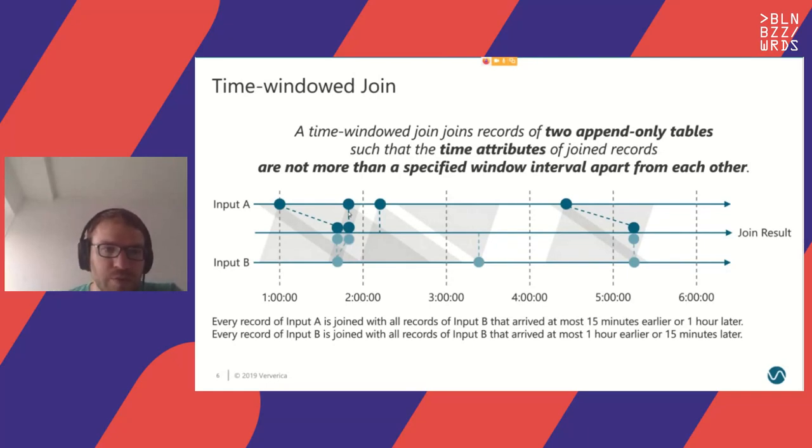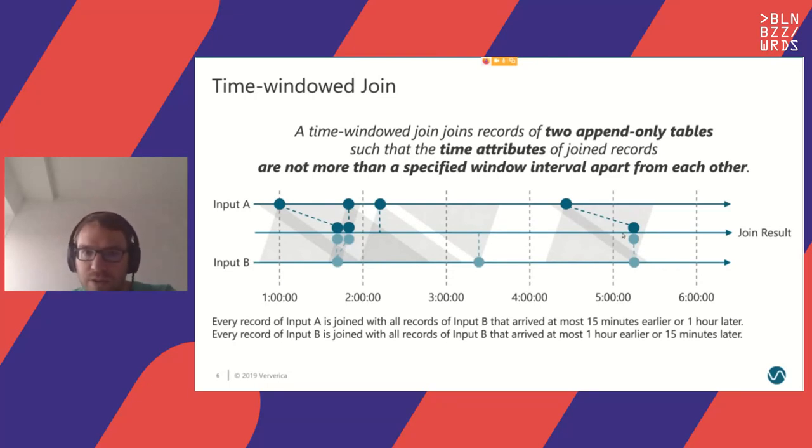So this illustration basically says this shape here indicates the time range that this record is looking for. You can create the range in both directions. You can say this record wants to join with everything from an interval from 1 hour earlier to 15 minutes later. And when you define this join, the other record's range is exactly the other way around. So this record here would join with everything that arrived 15 minutes earlier up to 1 hour later.